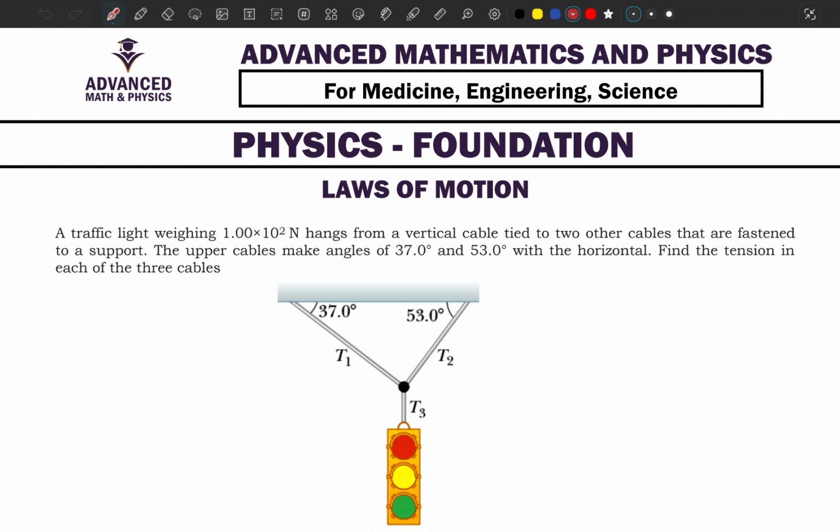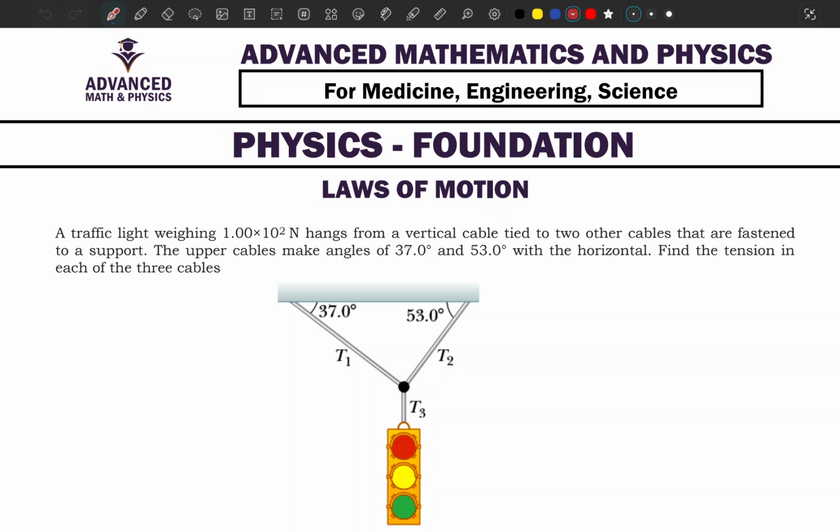This question: a traffic light weighing 1.00 times 10 to the power 2 newtons hangs from a vertical cable tied to two other cables that are fastened to a support. The upper cables make angles 37 and 53 respectively with the horizontal. Find the tension in each of the three cables. All right, so there are three cables and we need to find the tension in each.